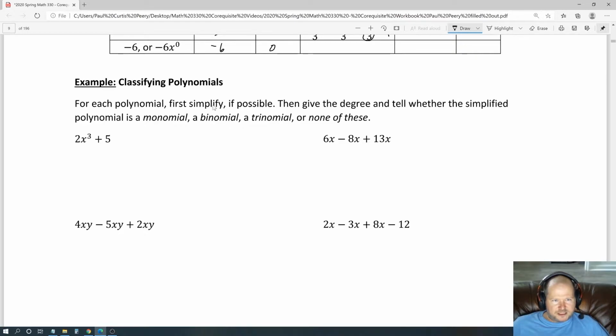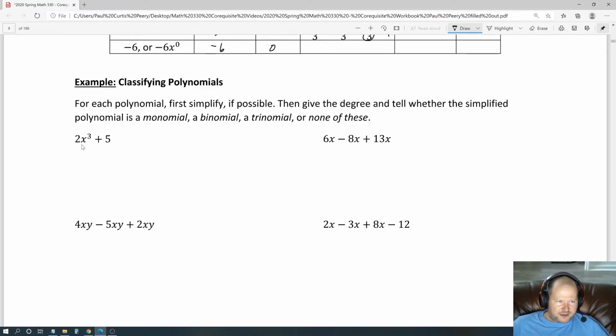For each polynomial, first simplify. Simplify means basically that if you can combine these terms, you need to combine the terms, because that will sometimes change the degree. Okay, and then you're going to get different results, whether it's a monomial, binomial, or trinomial, depending upon how many of these terms we can combine.